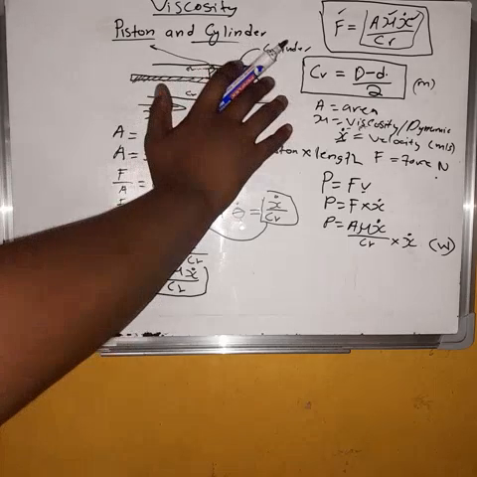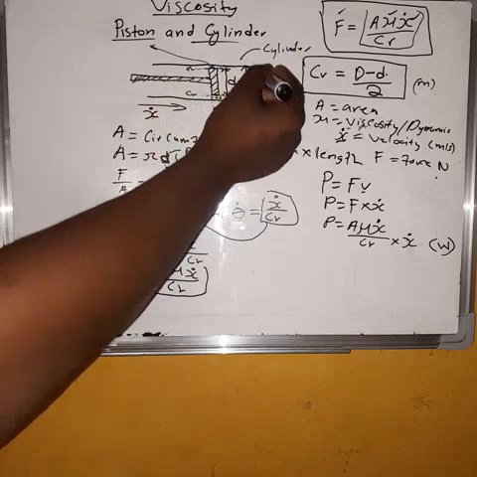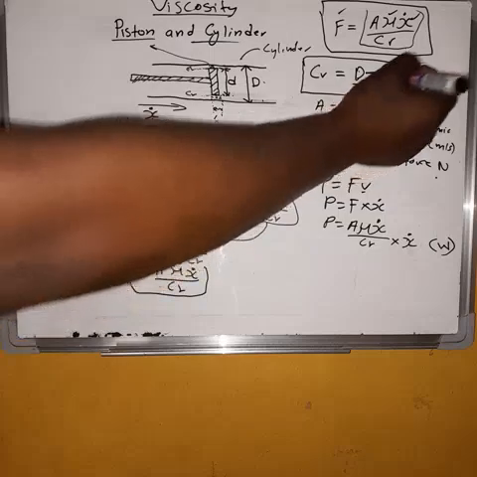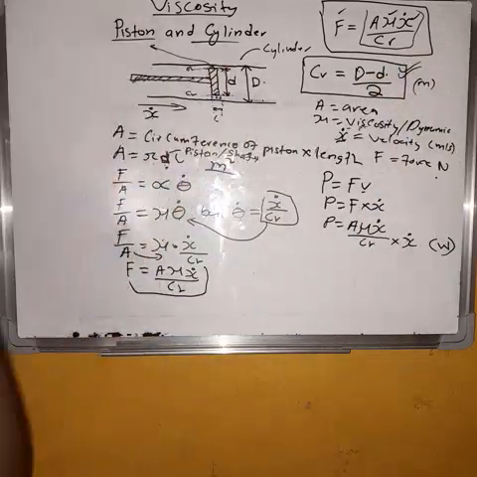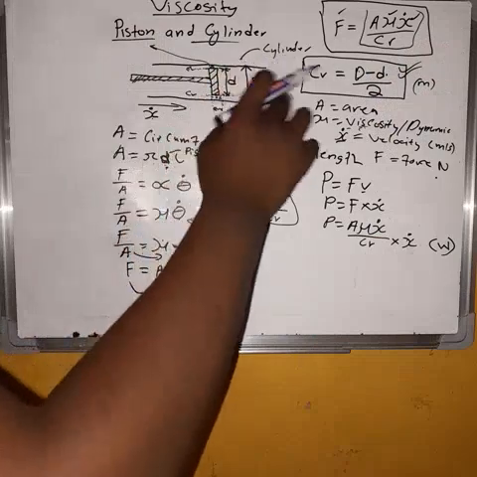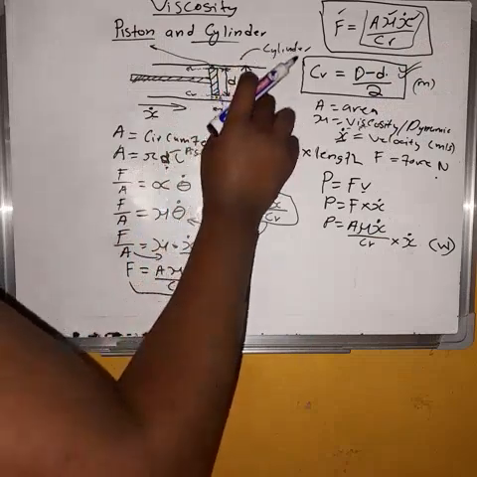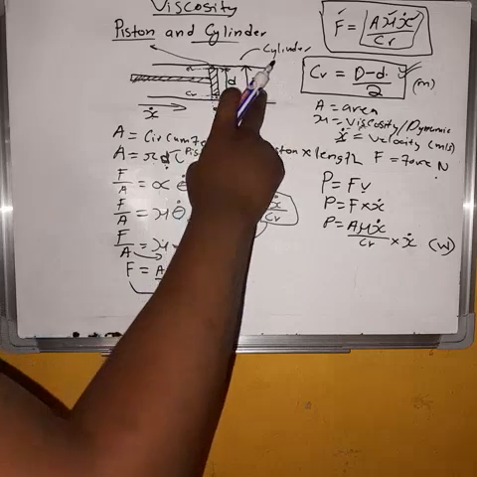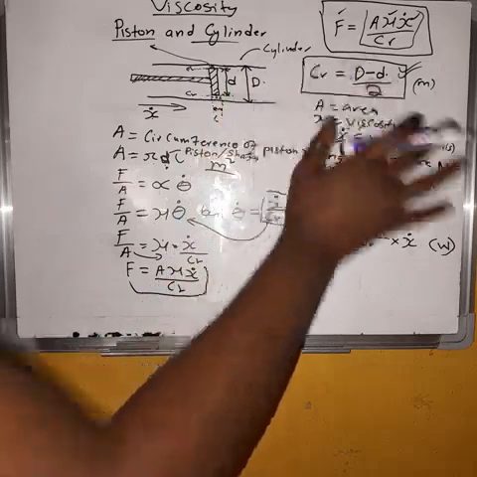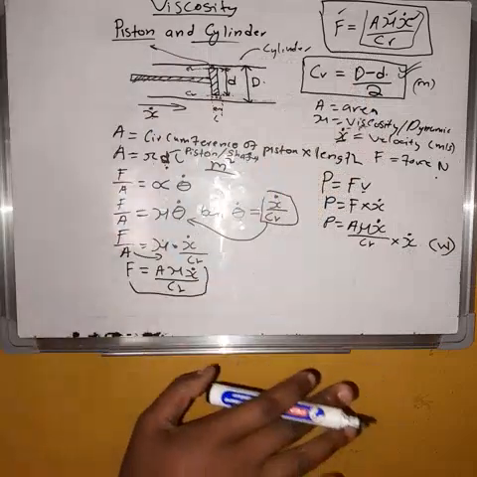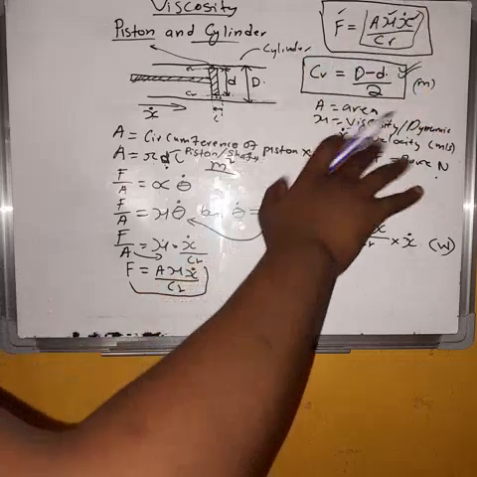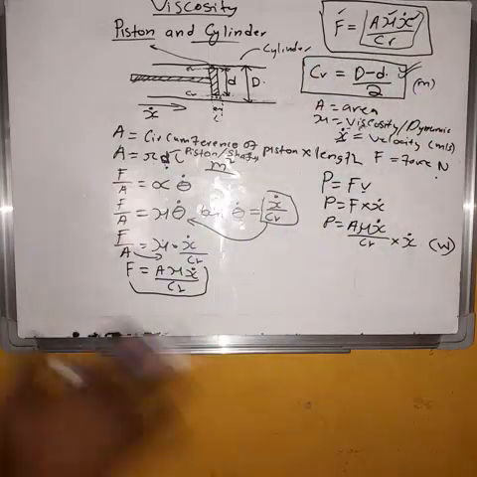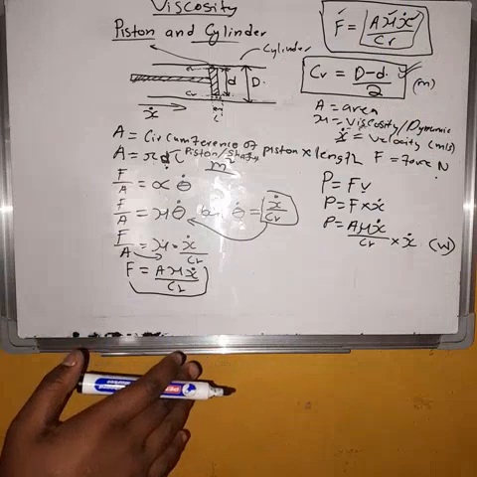We only use the big D, the diameter of the cylinder, for the clearance. If you want the clearance, you use D minus d of the piston or of the shaft, divided by 2. There's no other way. You understand?